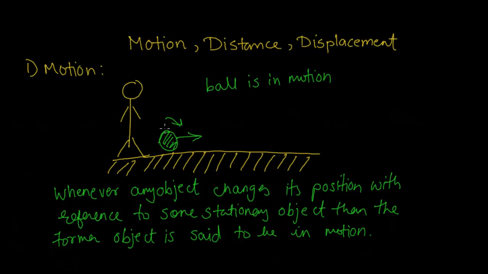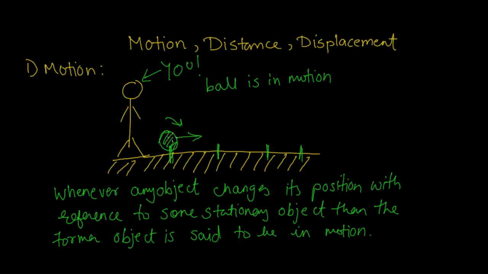In this case, the ball is moving when this person standing over here, most probably this is you. So the ball is changing its position with respect to you. That is, initially it was over here, then after some time it would be over here, then over here, then over here. So it is constantly changing its position. Hence, we can say that the ball is in motion. Now, this was all about motion.